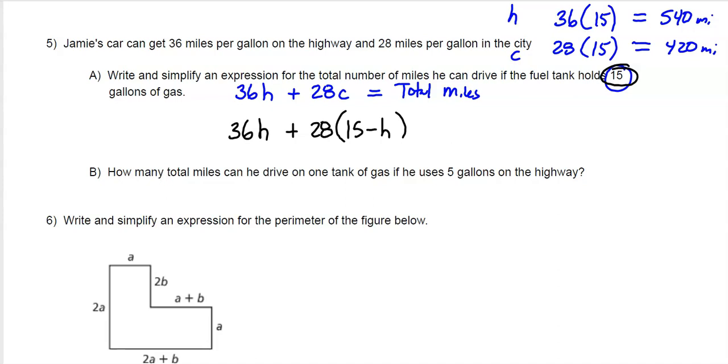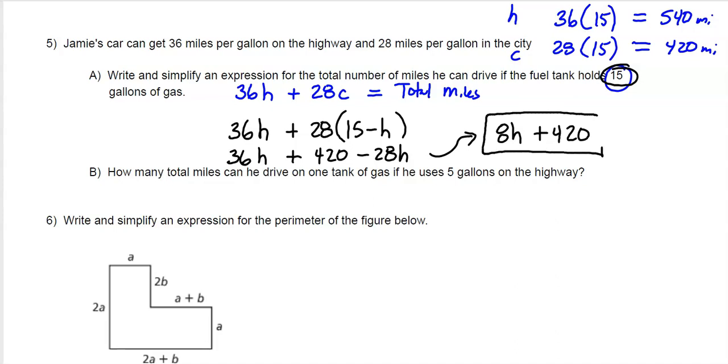So let's clean this up a little bit. So we have 36h plus 28 times (15 minus h), which is 420 minus 28h. And if I simplify that down, the 36h and the minus 28h is going to be 8h plus 420. So I think that right there is a good expression in terms of h. So as long as I know the highway miles, or highway gallons, I should say, I can figure out what the car can do.